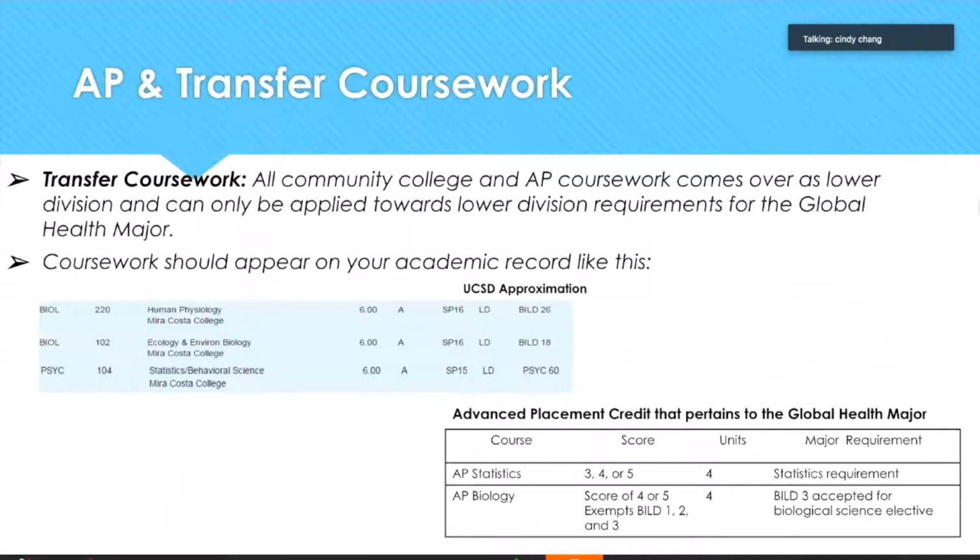Do you mind muting? Yeah. Sorry about that. Okay, so you'll see that there's a UCSD approximation already assigned on your academic history.